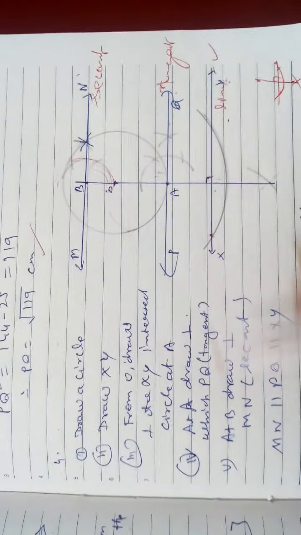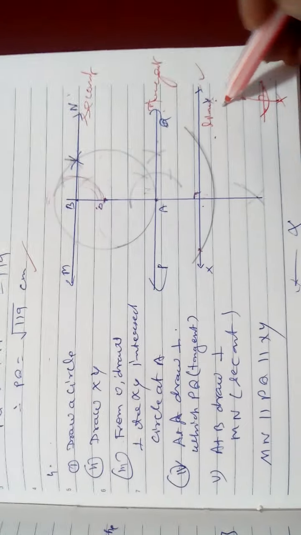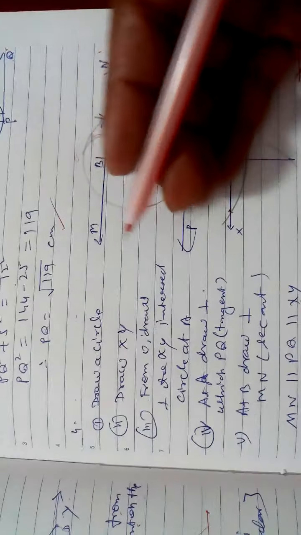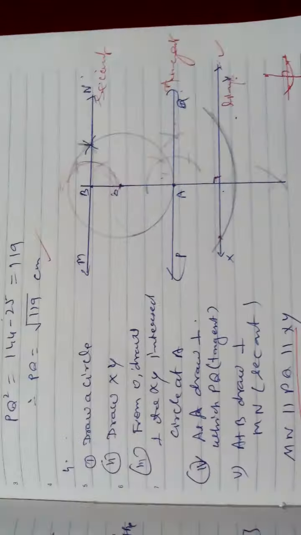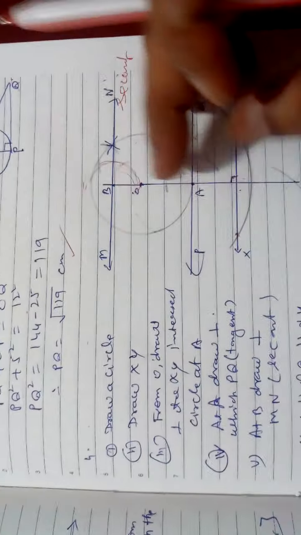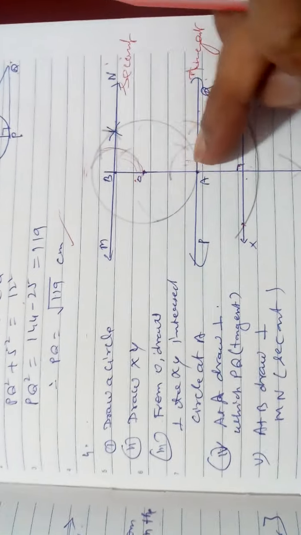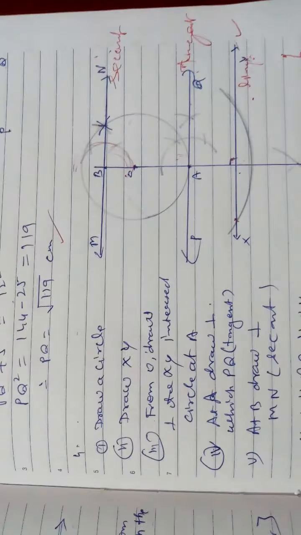So you are getting a circle, a line, a tangent, a secant, and all are parallel to each other. Very simply you can draw the line this side or any side, but the conditions must be followed. First you draw the circle, line, perpendicular, then where it intersects, again 90 degrees at any point, again 90 degrees.